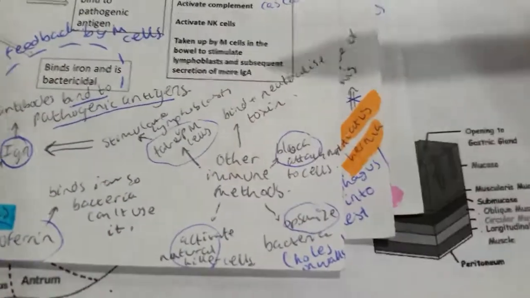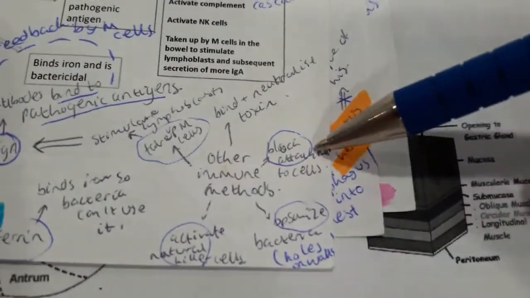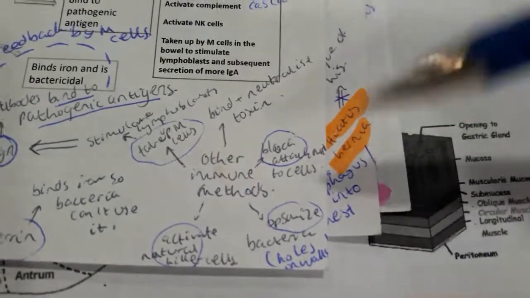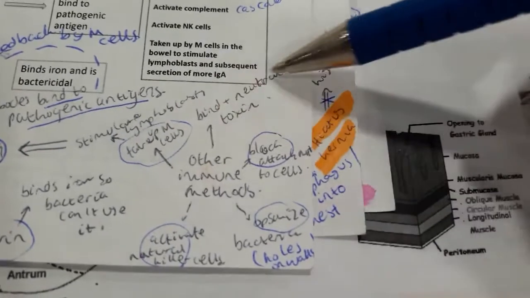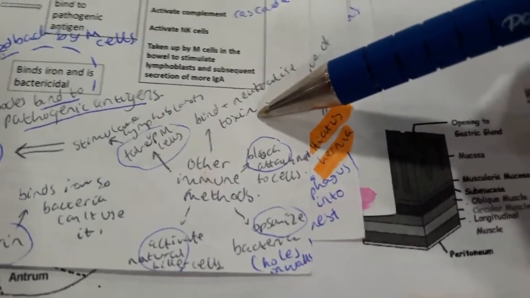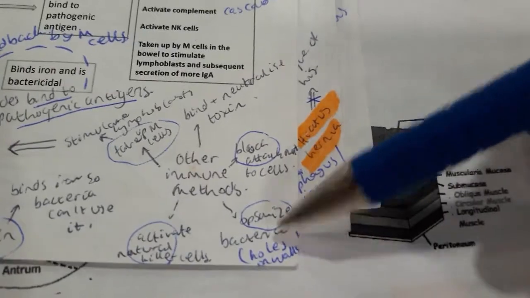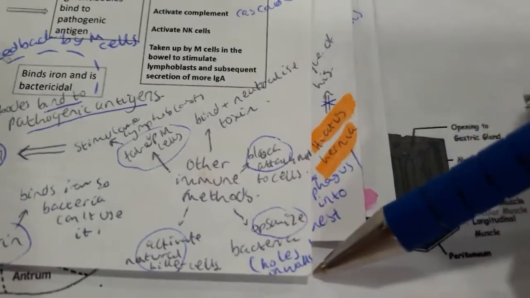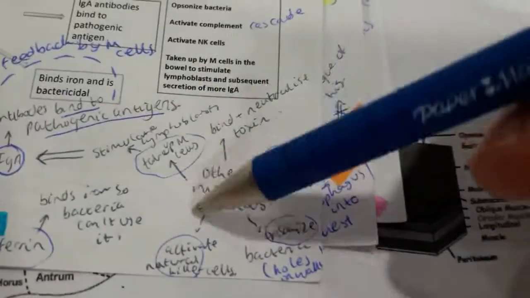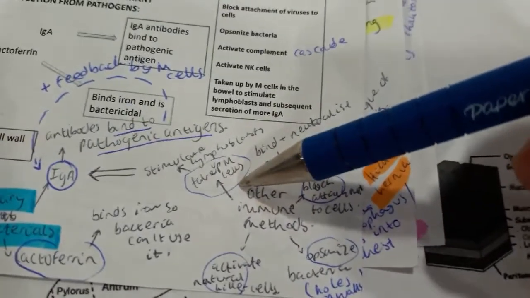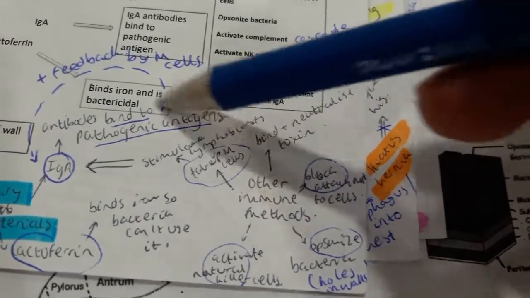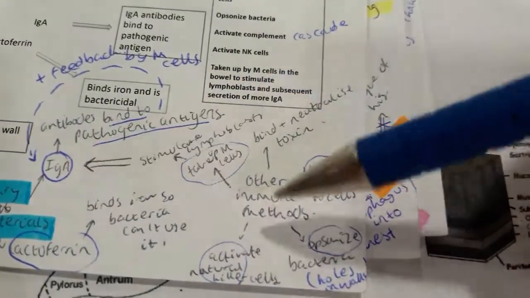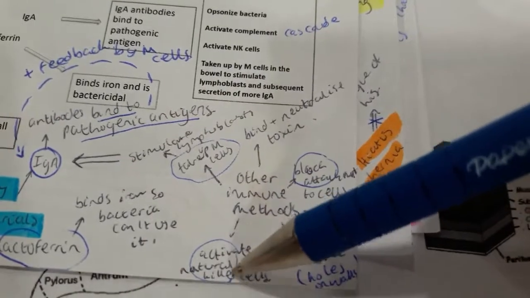Immunoglobulin A also has other immune methods apart from just binding to the antigen. It blocks bacteria from attacking cells. It binds and neutralizes the toxin. It also opsonizes bacteria. As I mentioned, it's taken up by M cells in Peyer's patches, the immune patches, to stimulate lymphoblasts, giving a positive feedback to make more immunoglobulin. And also, it activates natural killer cells.